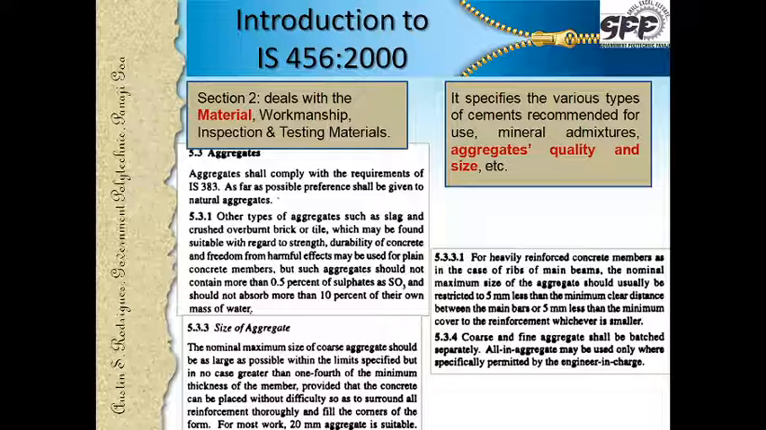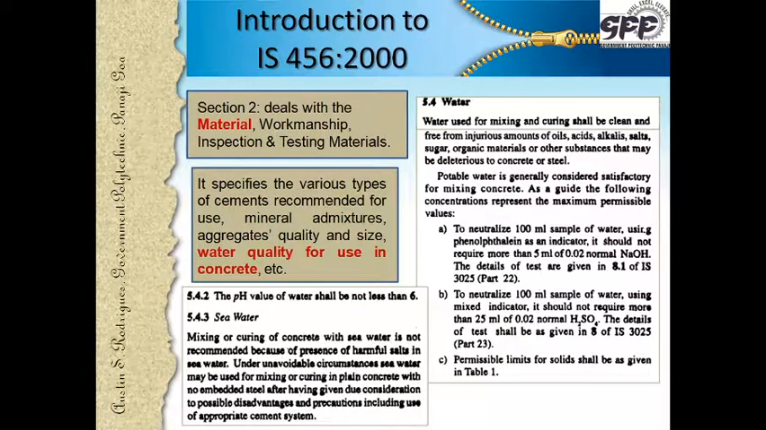Then it goes on to tell for heavily reinforced concrete members what should be the size of the aggregates, and in clause 5.3.4 it talks about coarse and fine aggregates shall be batched separately. So batching of both of these will be done separately, that has been mentioned over here, plus there are more clauses as far as the aggregates are concerned in this particular clause 5.3. Coming to clause 5.4, it talks about water.